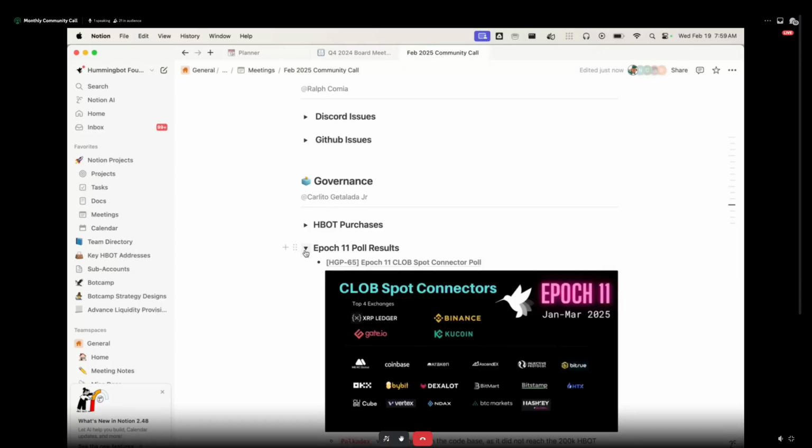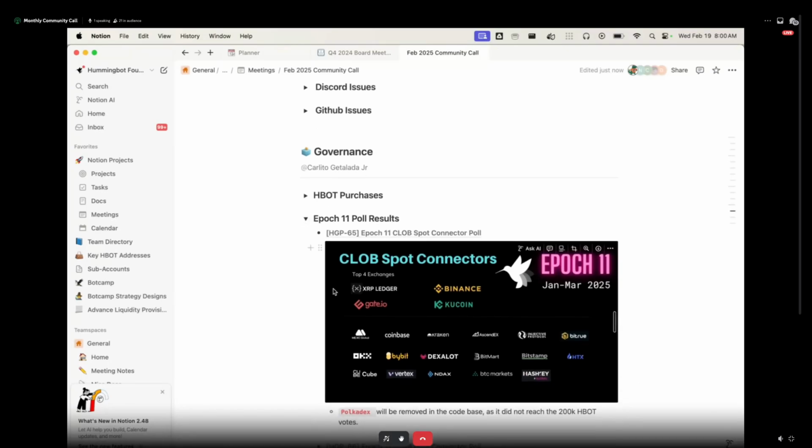We also conducted the Epoch 11 polls. Every quarter for the last 11 quarters, we've held 3 votes and allowed people from the community to vote for which connectors, which exchanges, we should support across the 3 different exchange types that we currently support. In the CLOB spot connector poll, the top 4 connectors that the community selected were Binance, XRP Ledger, Gate.io, and KuCoin. Those 4 will receive HBOT allocations, and those allocations can be used to fund bounties related to those connectors.